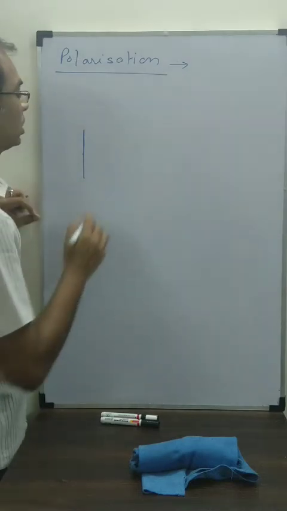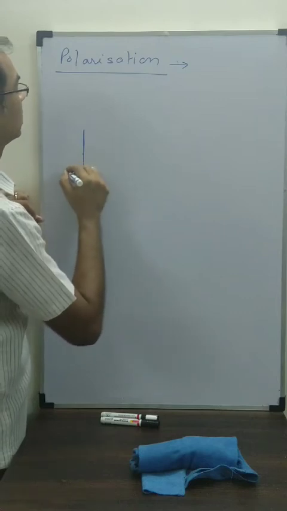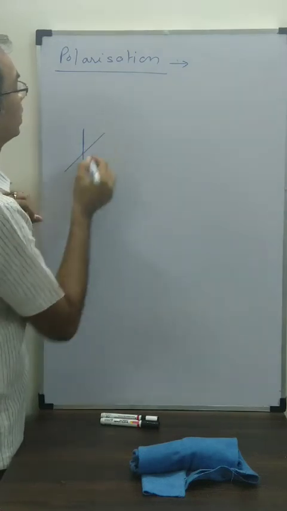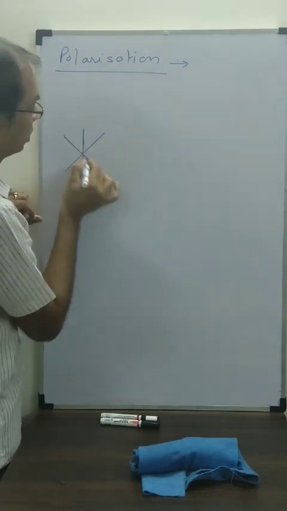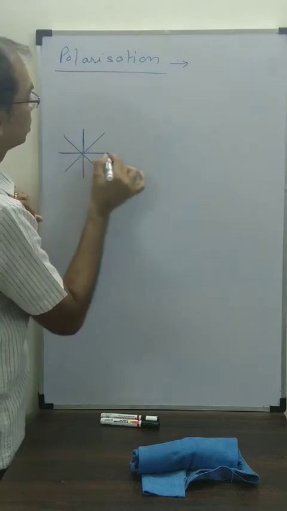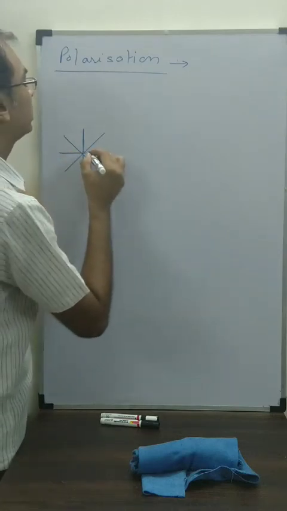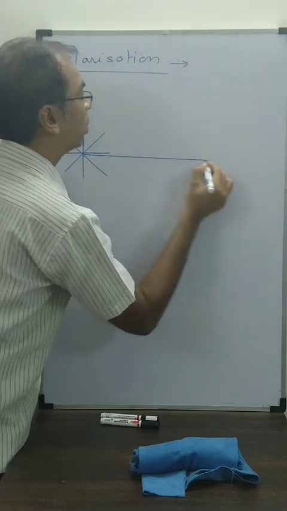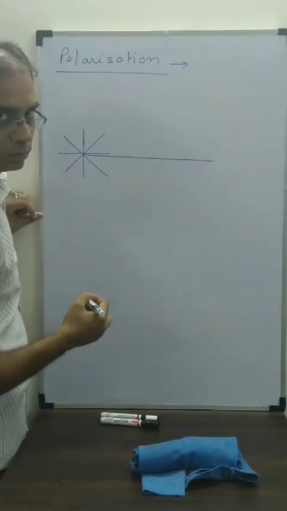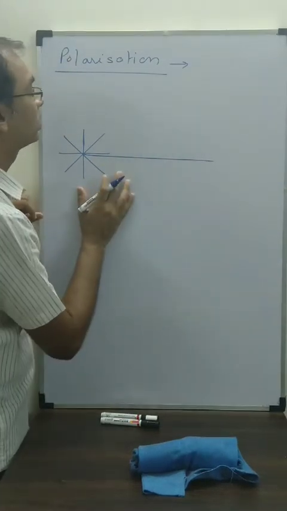There will be many charges. One charge is moving along the y-axis, another charge will be moving along this oscillation, along this oscillation. And if I consider that the light is moving along the x-axis, how will the electric field be oscillating?